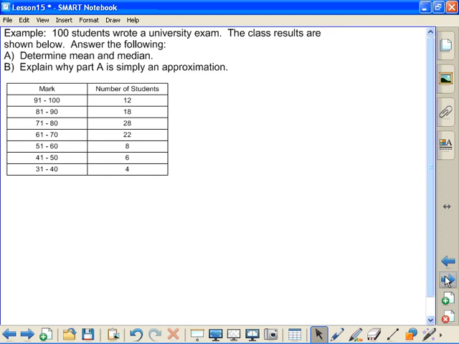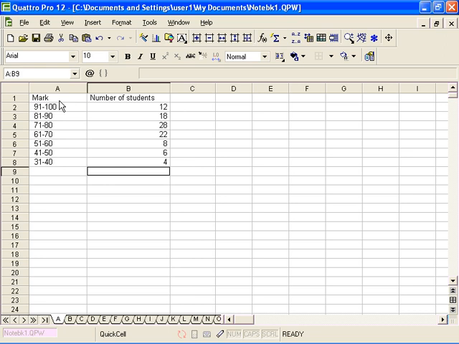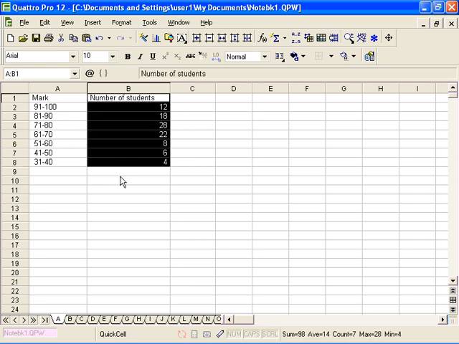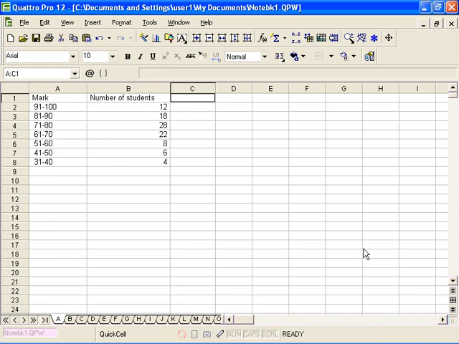I've already entered the information into Quattro Pro. I've taken the information from the textbook or the test, and I've got the marks and the number of students. This is my frequency. I need to find a midpoint, so I'll label the column midpoint, and in brackets note it's an x value. Midpoint for 91 to 100.